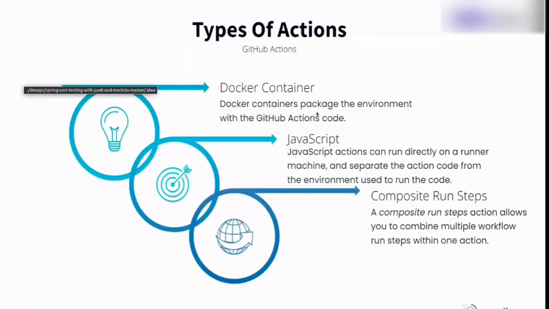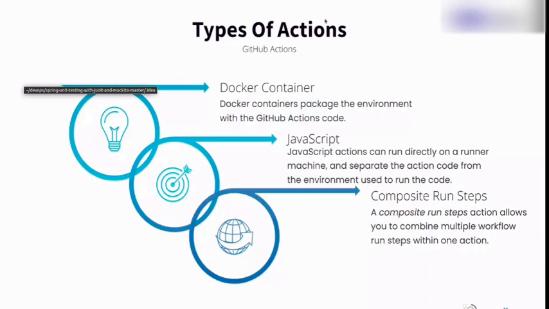So there are different types of actions that we can create with the help of GitHub Actions. The very first is Docker container. We all know what exactly Docker containers are. The Docker container packages the environment with the GitHub Actions code. It means that whenever you are going to use this type of action, it will consider the whole environment.